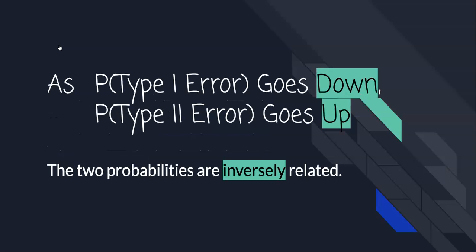As the probability of type 1 error goes down, the probability of type 2 error goes up. And also the other way around is true, because these two probabilities are inversely related. If you set your standards so high, then it's going to be impossible for you to convict anybody, and you may be freeing some of the guilty people. And if you make it so easy to convict everybody, then you may be accidentally putting some innocent people in jail or prison, right? So these are inversely related.